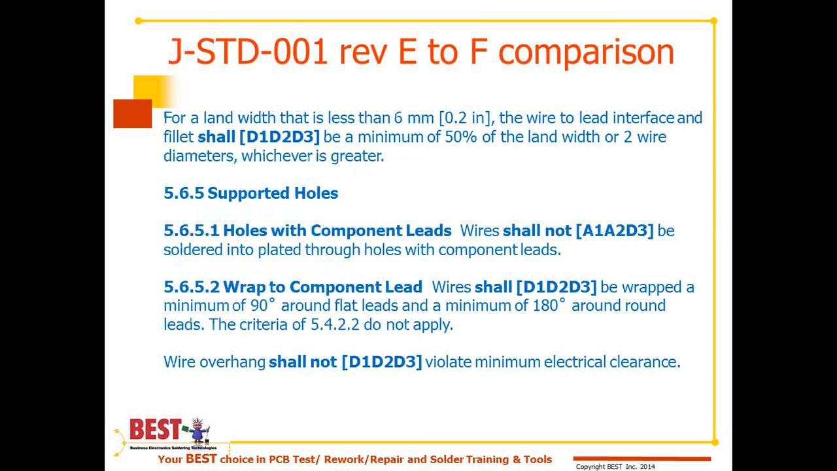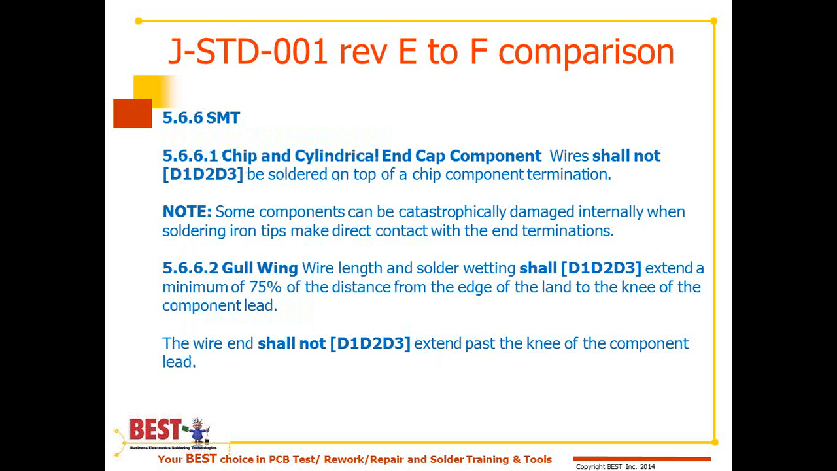We don't want the wire to make contact with other parts. Then under the SMT part of it, under 5.6.6.1, the chip and cylindrical end cap components, the wire shall not be soldered onto the top of the component termination. For some components, it puts a note in here about the touching of the components with a soldering iron. This is primarily for capacitors. They can be catastrophically damaged internally when the tip touches the end termination of the part.